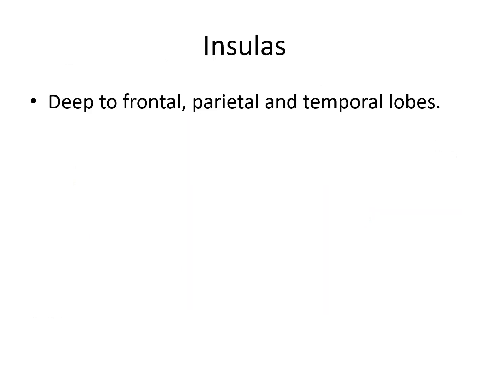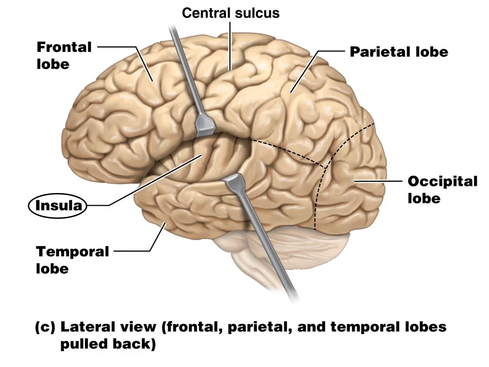The last lobe of the cerebrum is called the insula, and it's the only one that cannot be seen from the surface of the brain. So it's deep to the frontal, parietal, and temporal lobes. In order to see it, you have to pry apart the superficial lobes to see the insula.